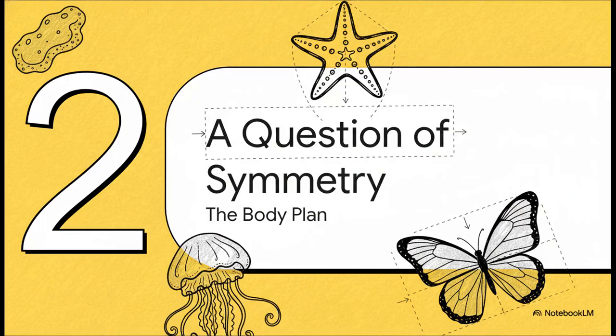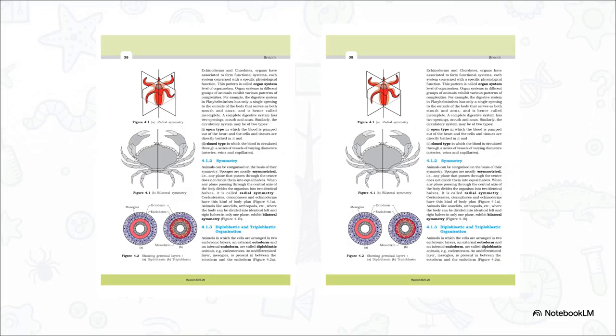All right, next up in our toolkit is the animal's overall body plan, or what we call symmetry. This is all about the basic shape of an animal and how all its different parts are arranged. And these two images show the two main types perfectly. On the left, the starfish has what's called radial symmetry, while the crab on the right shows bilateral symmetry. You can see the difference right away, can't you? One is kind of built around a central point, like the spokes on a wheel, and the other has a very clear left and right side.